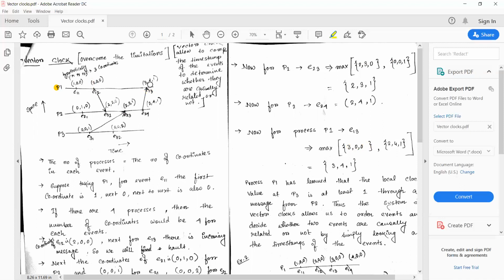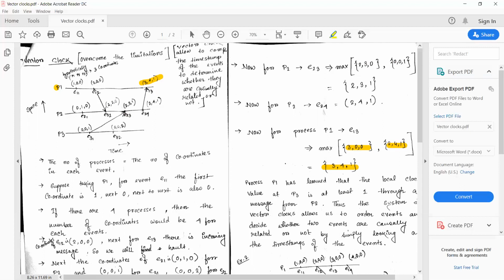But one incoming message is coming here from E24. So what message is coming? 241. So 300 and 241. Which coordinate is maximum? For the first one, 3 is maximum. For the second one, 4 is maximum. And for the last one, 1 is maximum. So what are the coordinate values for E13? That is 3, 4, 1. Okay.